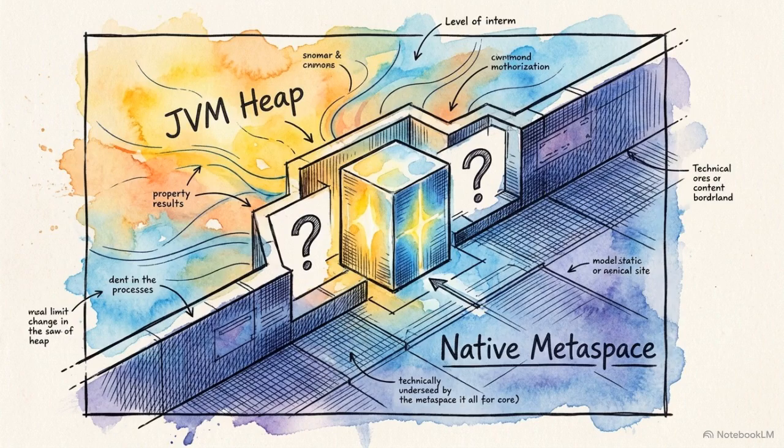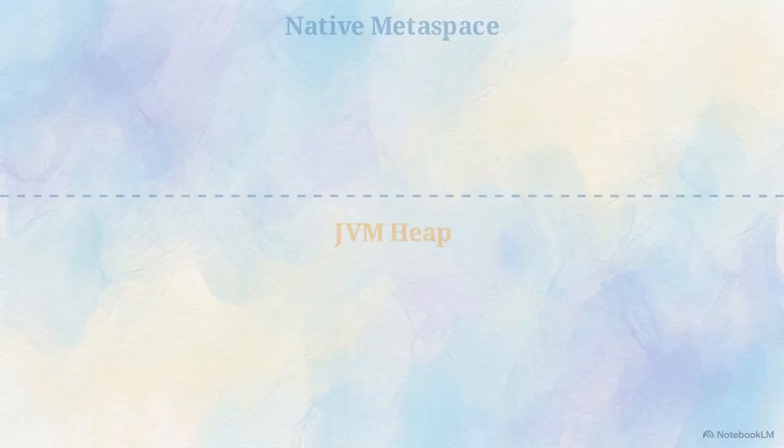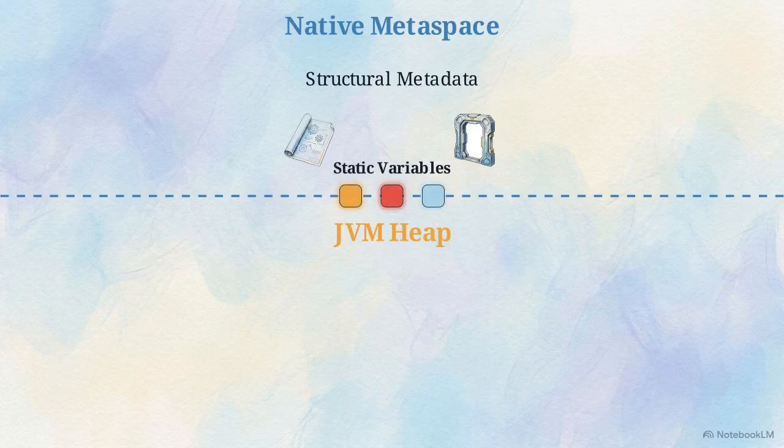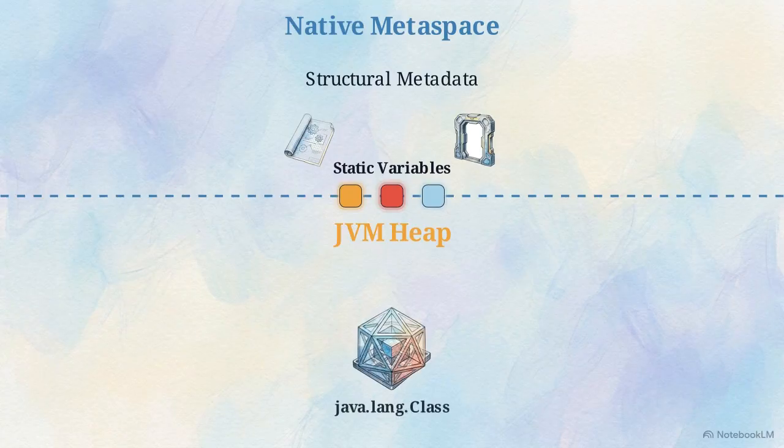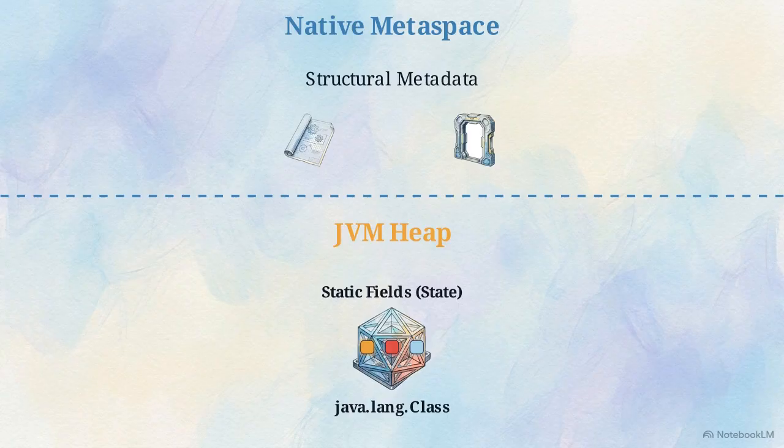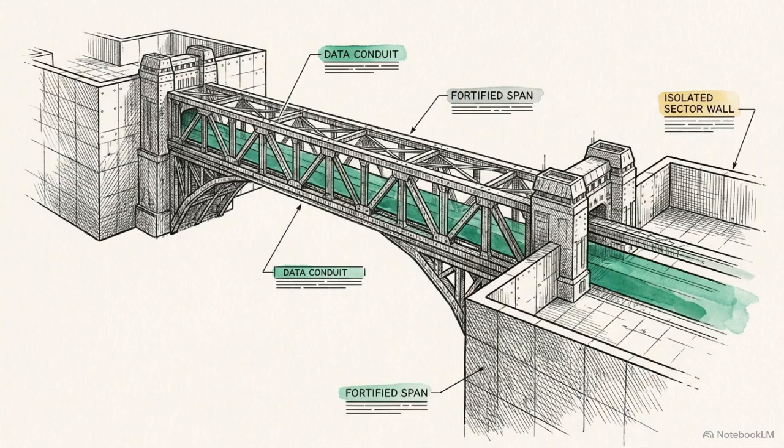For years, developers debated where these global variables physically resided, often confusing them with structural class metadata, which is stored in native metaspace. In the modern JVM, static variables live on the heap. The JVM creates a specialized java.lang class object to store them. Pushing them here ensures they are managed by standard garbage collection, keeping the native metaspace reserved purely for structural metadata. Static variables intentionally break the rules of object isolation, serving as a controlled, necessary bridge for data that must be accessed globally.